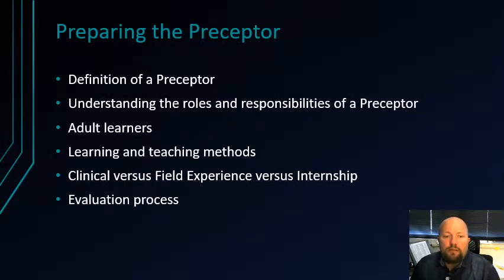So as we prepare for this class and we go through our objectives, we're going to talk about the definition of a preceptor. What does that mean to you to be a preceptor? Understanding the roles and responsibilities of a preceptor that we're expecting you to do, as well as being held accountable for. We're going to talk briefly about adult learners and how adult learners learn. That's quite different from those that are in elementary or middle school or even high school age students, and what is expected of adult learners.